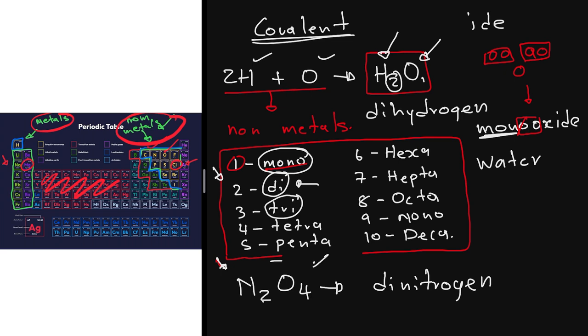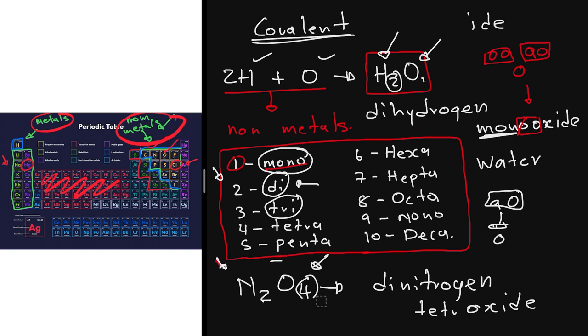And then we look at the last element. This is oxygen. We know it's going to be oxide. But how many oxygens do we have? It's 4 of them. And 4 means what? Means tetra. So this is going to be tetra, and then oxide. And then remember, if you have a-o, you can write it as just o. So you're just going to remove the extra a and write o. So if you want to pronounce this, it is dinitrogen tetroxide. That is how you name that covalent compound, that molecular compound.